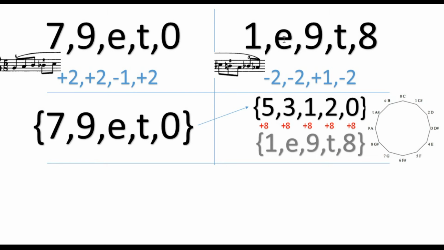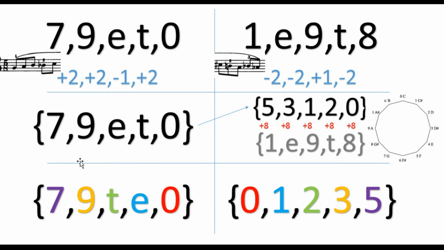Therefore, while 1E9T8 is not the direct inversion of the pitch class set 79ET0, it is related by inversion to the original set, but also there's a transposition involved of 8 half steps. In fact, you can have many different transpositions that are related to your original set by inversion, and we'll be covering that in later objectives. A heads up though, if you are wanting to calculate sets that are related to an original set by inversion and transposition, make sure you do the inversion first and the transposition second, or else it will not work.